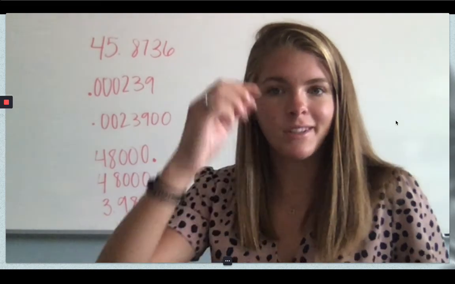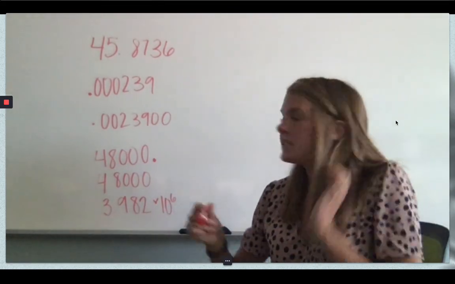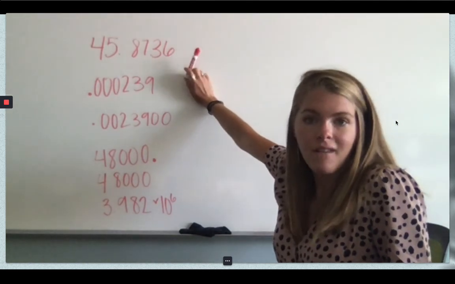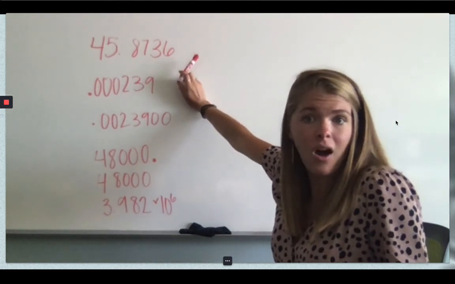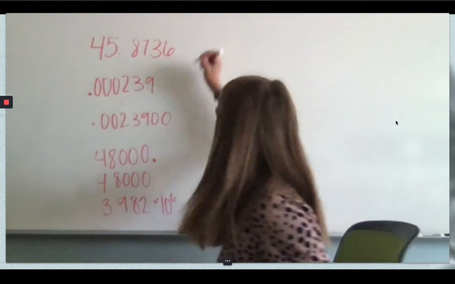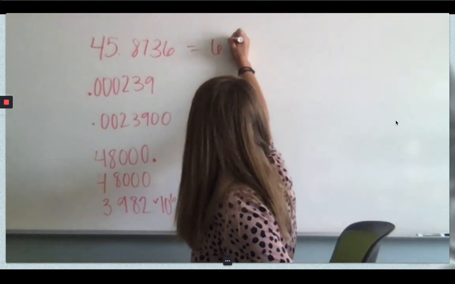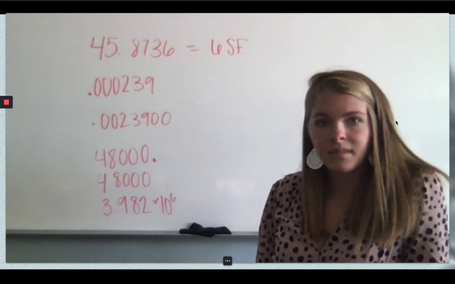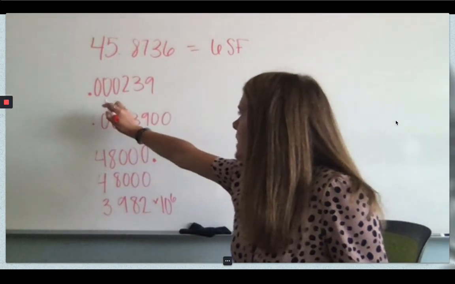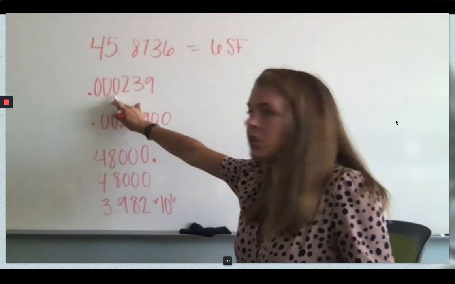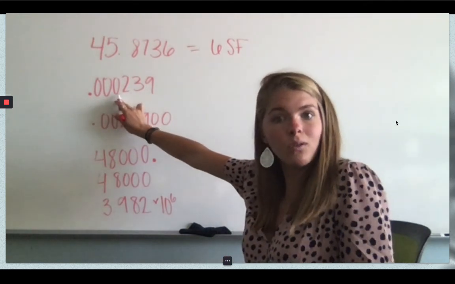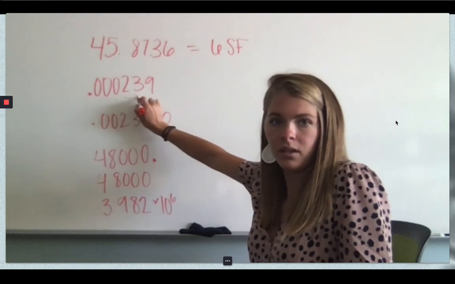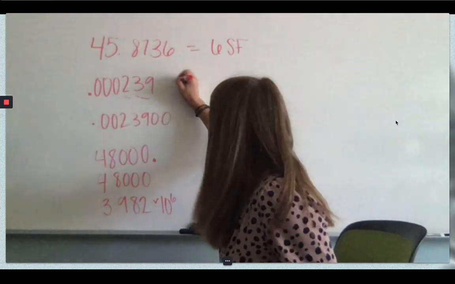Alrighty, let's go through these ones together. So our first number that we have is 45.8736. Are any of those zeros? No, so all of them are significant, so we would have a total of 6 sig figs in that answer. This one, we do have a decimal, but these are leading zeros, and there's no whole number in front of them, so those zeros are not significant. So we're going to count 1, 2, 3 sig figs.